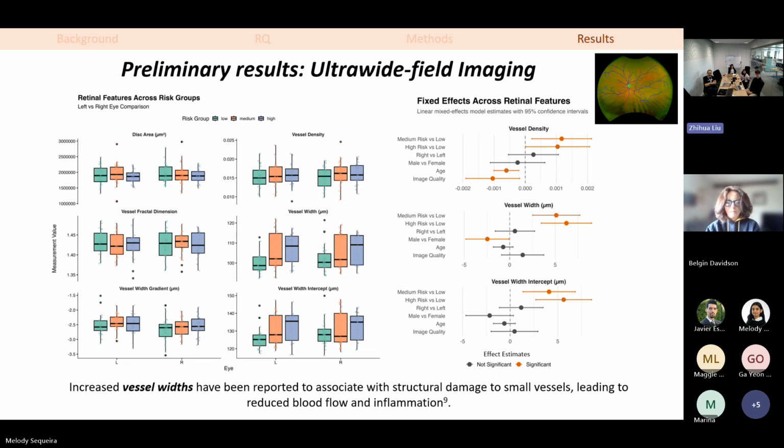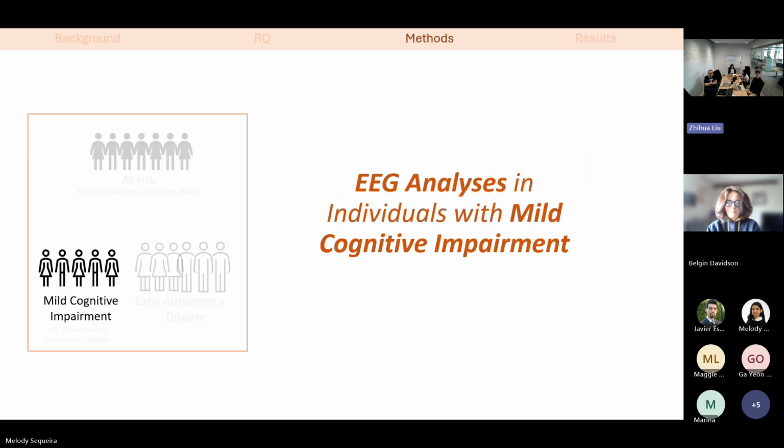And so again, it aligns well with our fundus image analysis, where we see increased vessel widths that could be signs of compensation. But in small vessel disease, increased widths have actually been reported to be associated with changes to the small vessels themselves that lead to reduced blood flow and inflammation. So that could be one possible explanation as to why we see increased vessel widths.